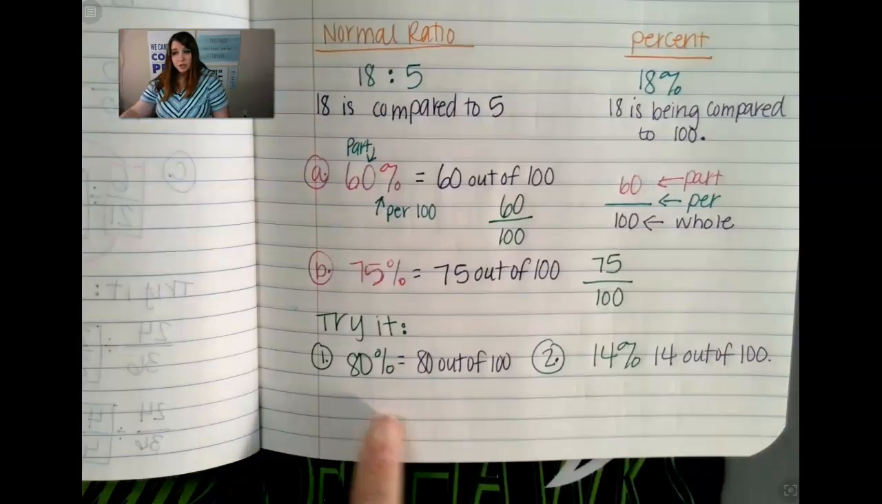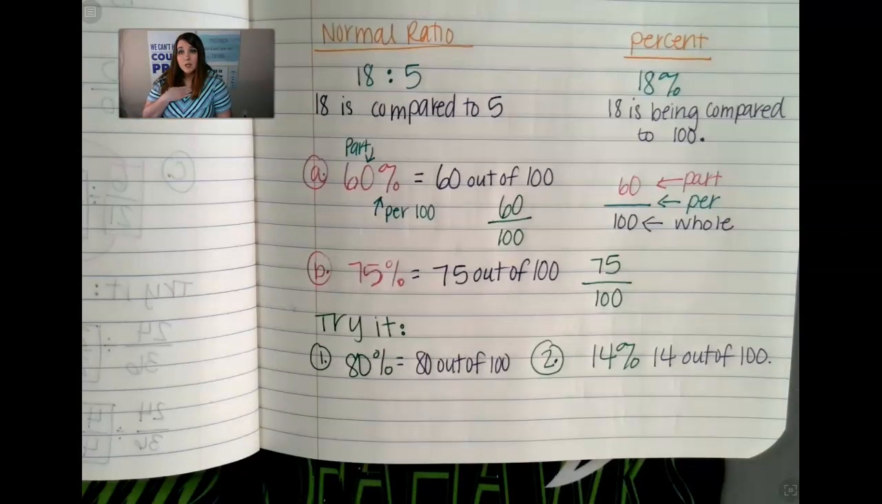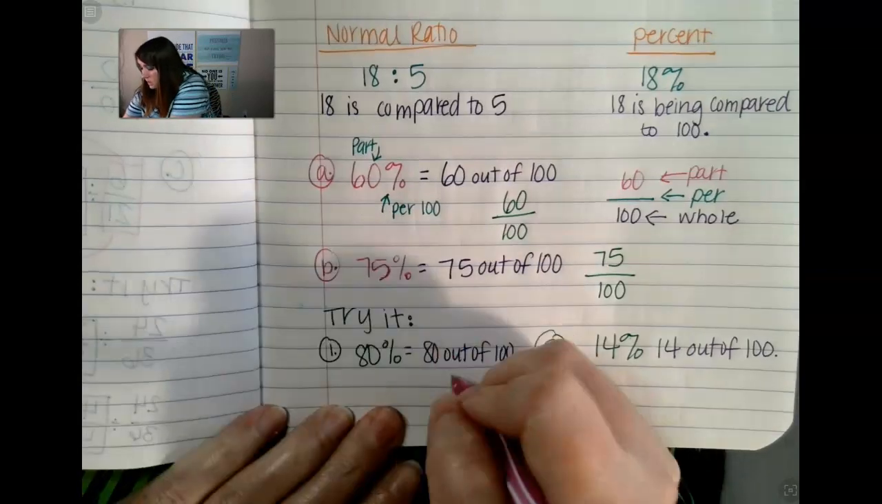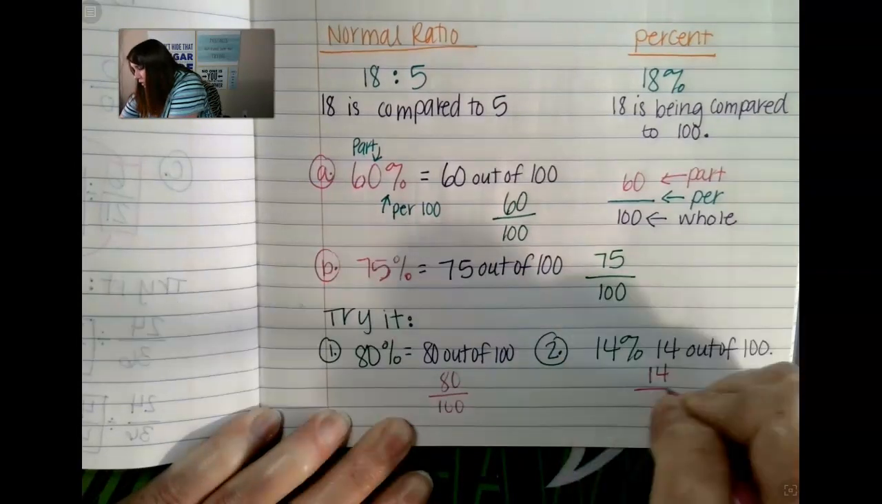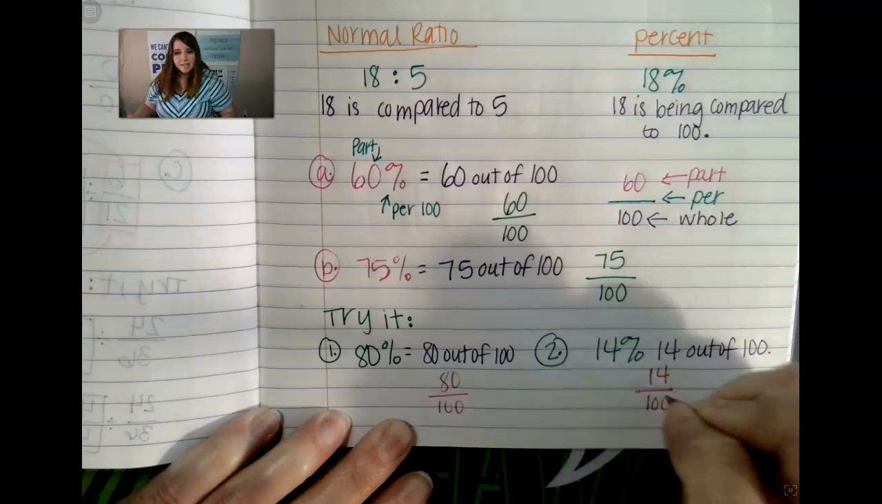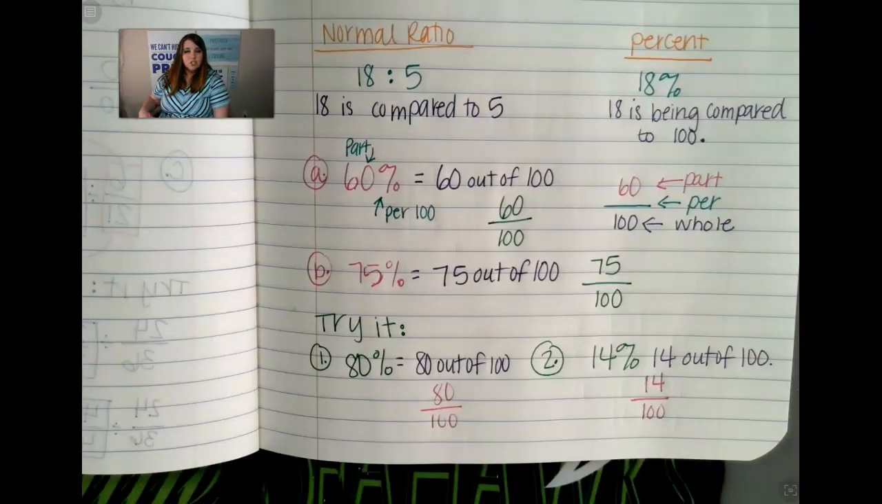So go ahead and turn your try-its now into fractions for me. Hit pause so you don't see me turning my percents into fractions. So this just means right here 80 over 100. And this one here means 14 over 100. All right, 6th graders, how did you do on this?